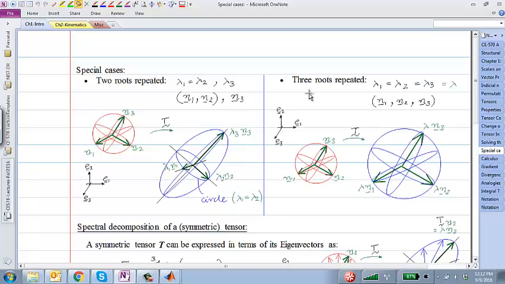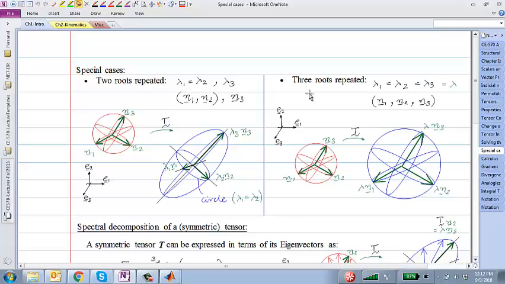And finally, we have yet another special case of three repeated roots. If you have three repeated roots, which means, of course, that the tensor would be taking an arbitrary sphere of vectors to a slightly modified sphere of vectors.